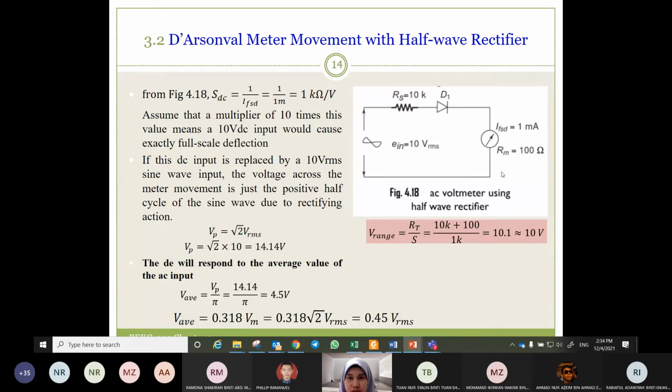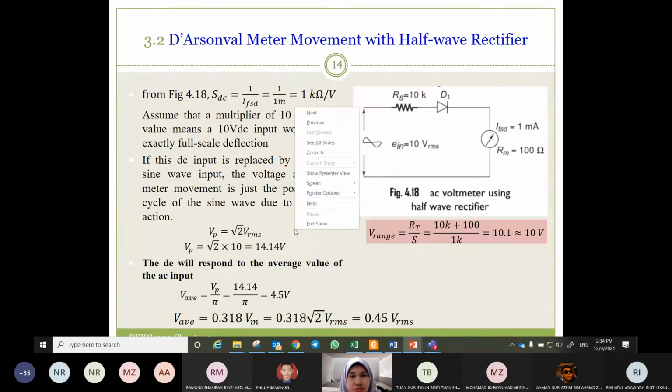So the voltage range for this DC meter, let's say this is a DC meter, is V range equal to this formula, and we get V range equal to about 10 volts. So for full scale deflection, for full scale range, V is equal to 10 VDC.